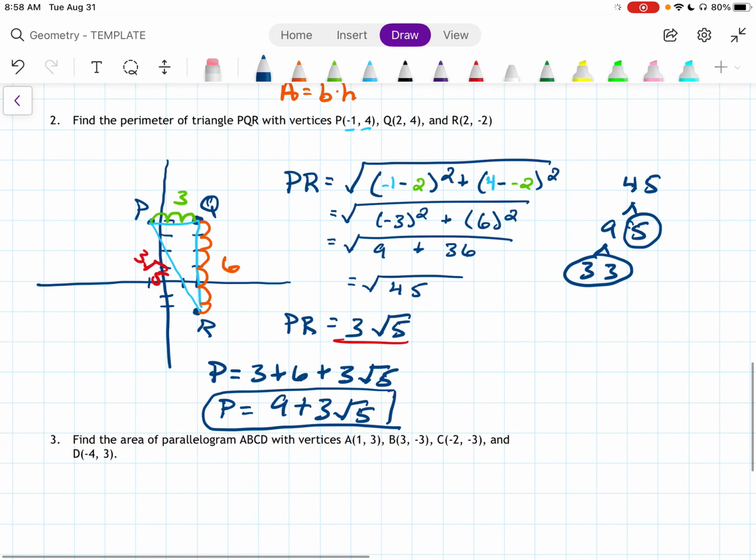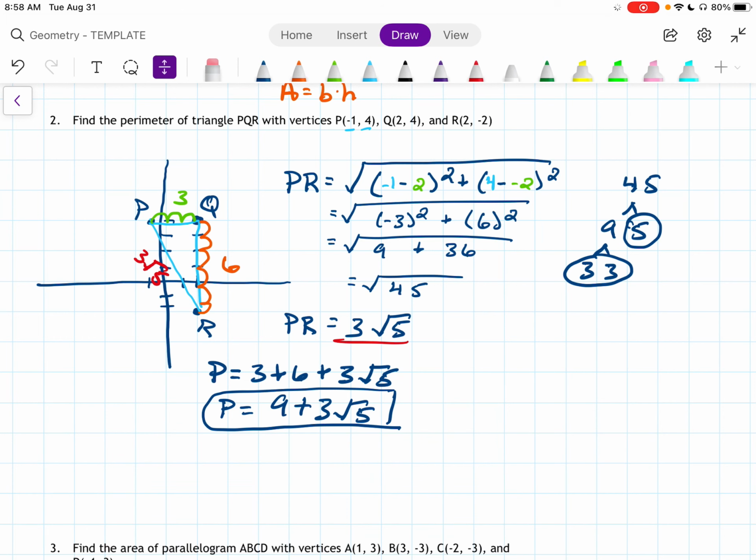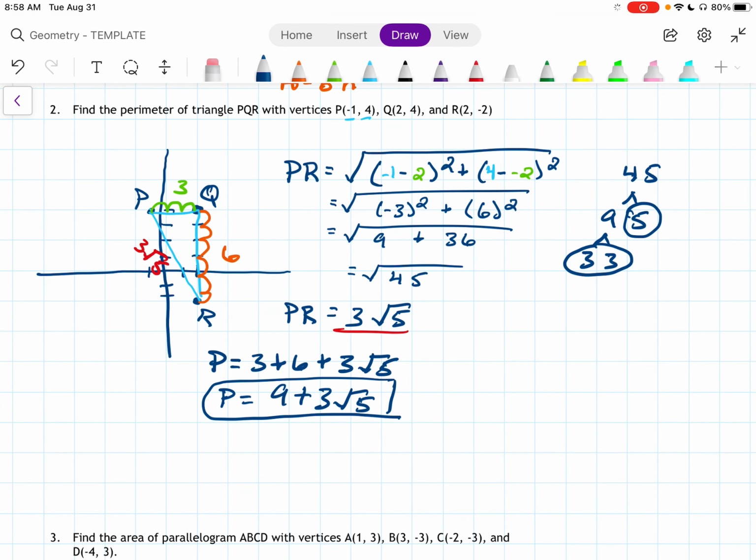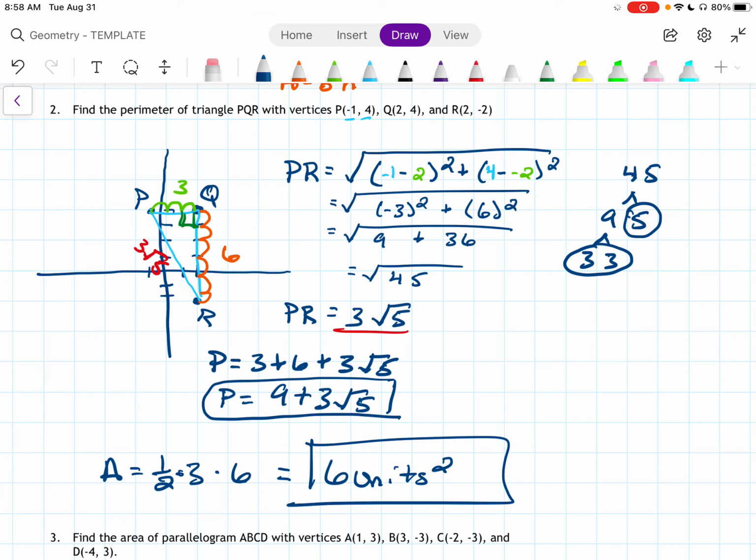If I were to find the area, I know it doesn't list it here, but I'm going to do that anyway. If I were to find the area of this triangle, I need to find the right angle. There's going to be a right angle at Q, right? Because one of those is horizontal and one of them is vertical. And area would be 1/2 base times height, 3 times 6. So that would be 1/2 times 3 times 6. 1/2 times 6 is 3, times 3 is 9. I know it doesn't say the area, but I know that that could be useful on homework.